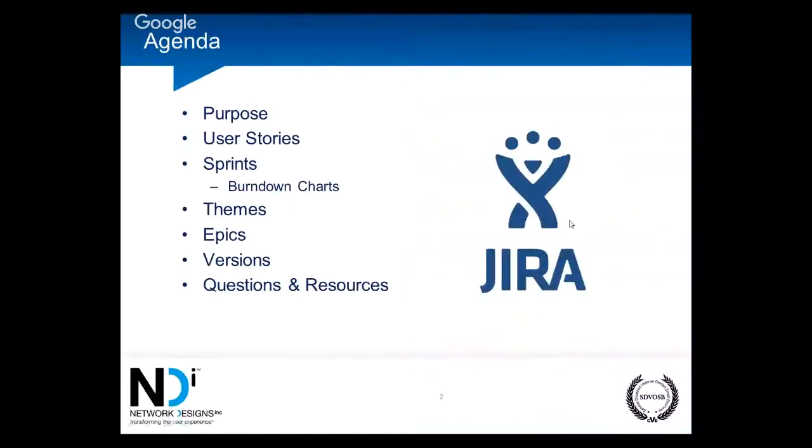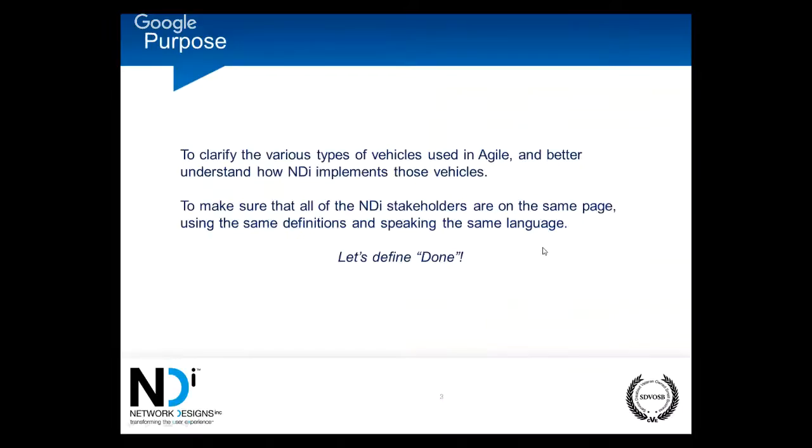And the agenda for today is to cover the purpose and then explain what all the components are. Okay, starting with the stories, the sprints, what is a theme, epics, and versions. Then we're going to have a little question time, and I'll give you a couple of resources to use. All right, the purpose of this event is specifically to clarify the various types of vehicles that we use in Agile. We want to better understand those vehicles.